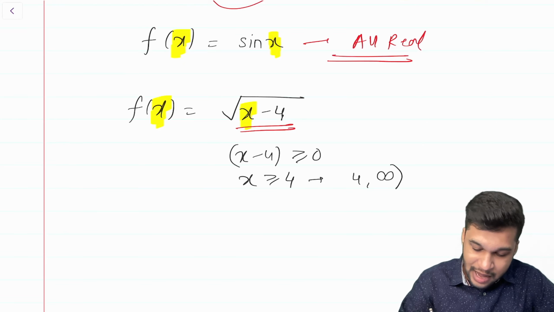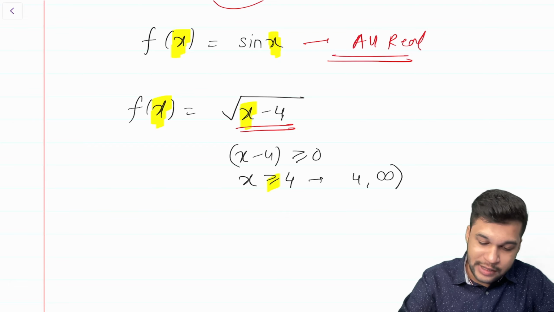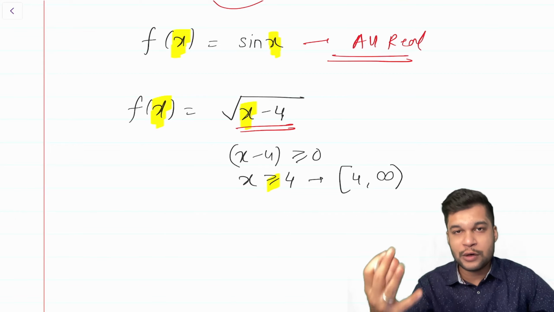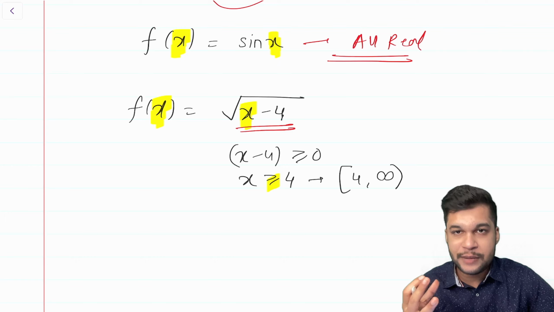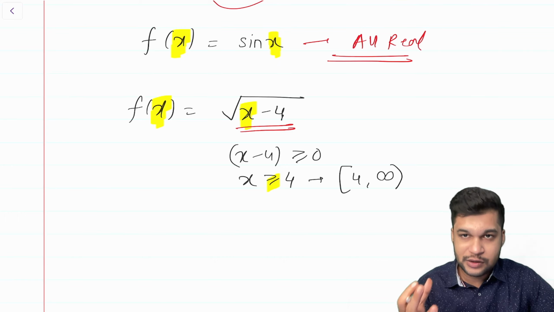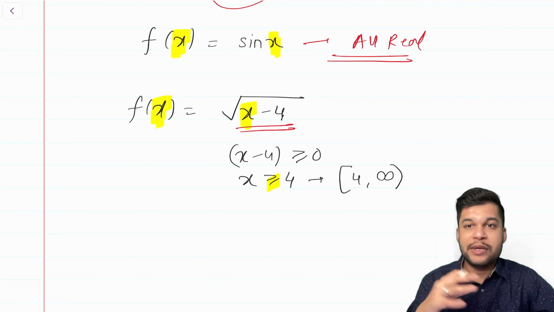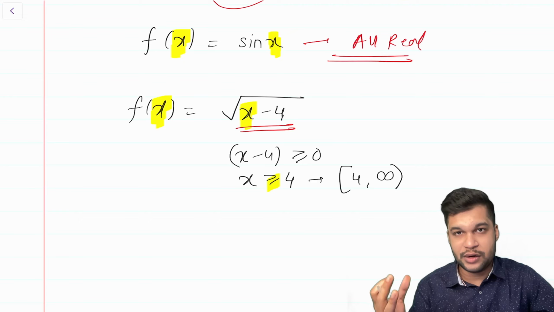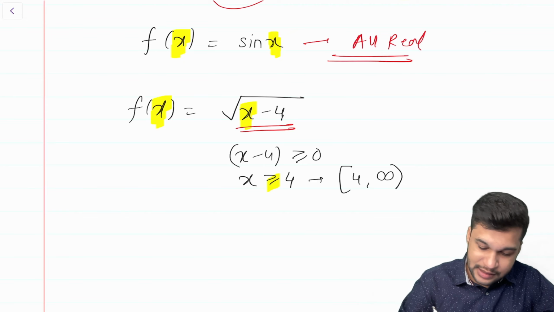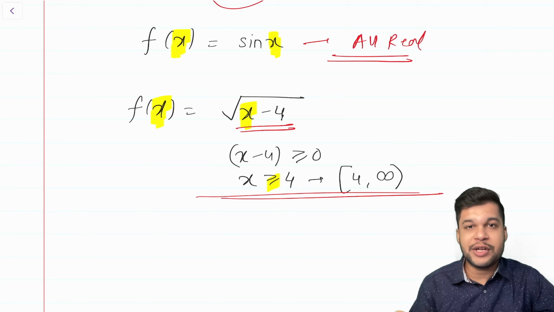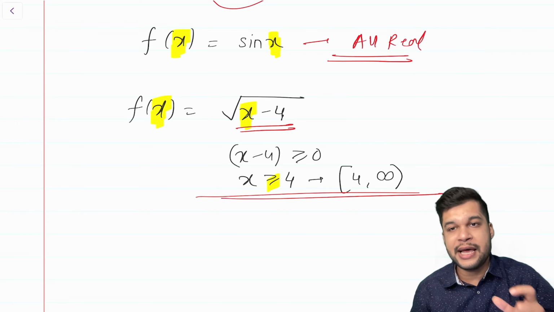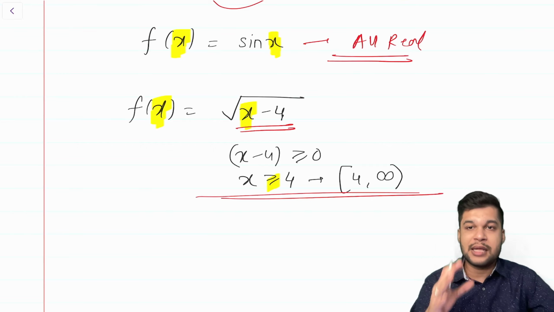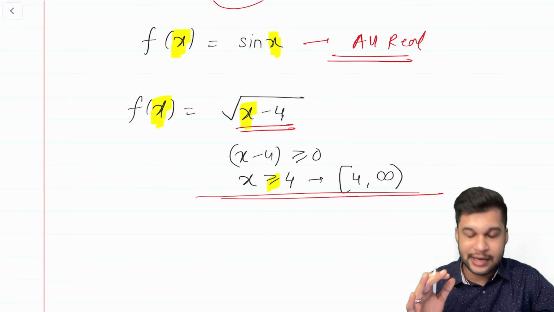Over here, the value of 4 is also included. That's why you're using a square bracket. So if you have to include something, if you have to use equality, you use a square bracket. If you have to leave that particular value out of the domain or the range, you use a round bracket. So this is how you write it. What is the domain of the function? x greater than or equal to 4, or you can say x is going from 4 till infinity. So domain is nothing but the set of values that x can take.